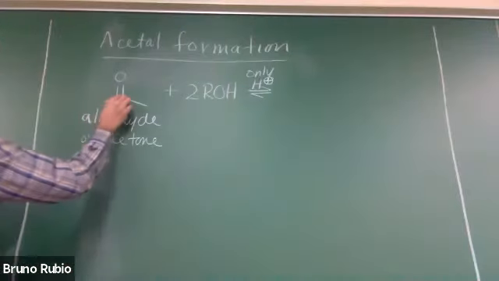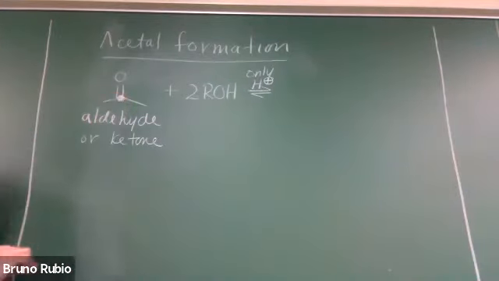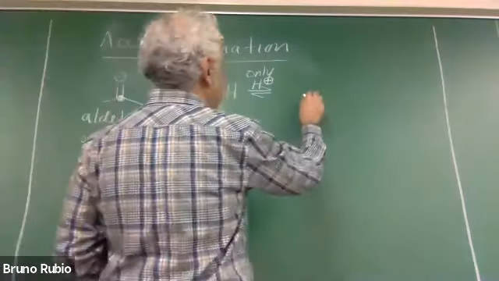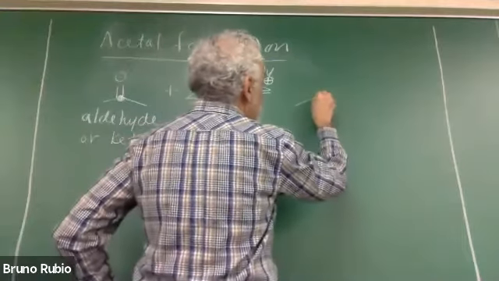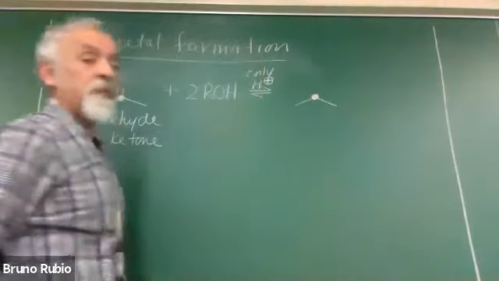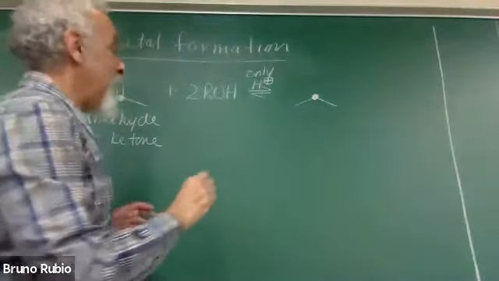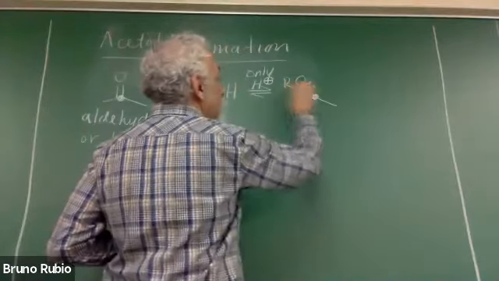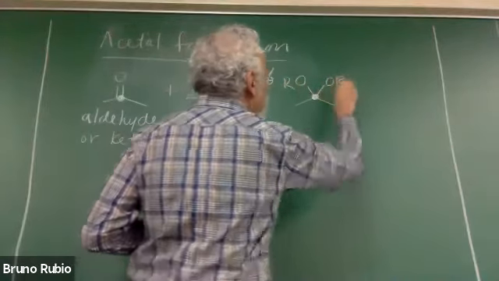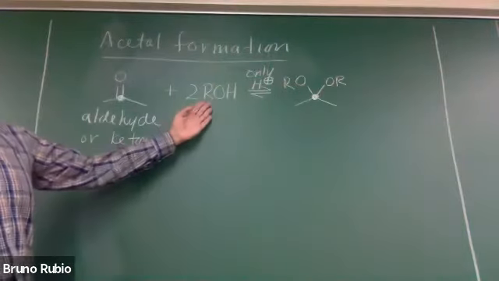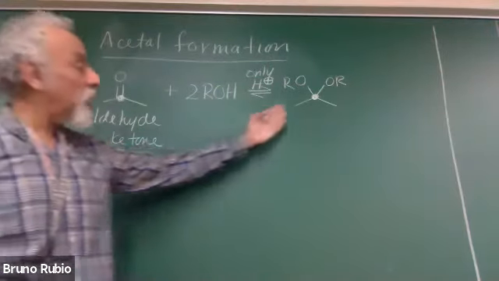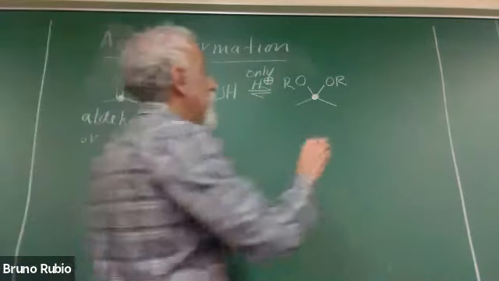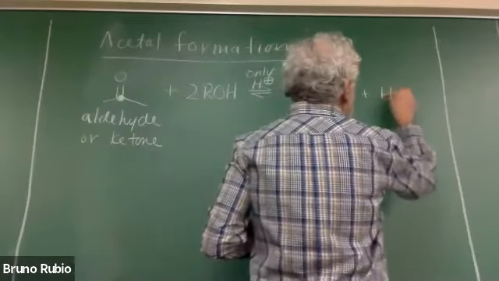Okay, so I'm going to put a little dot on what starts out as the carbonyl carbon, and the product here is an acetal. So there's the dot, that's the carbon atom that used to be the carbonyl carbon, and now the carbon atom has added two equivalents of OR group. So these are the two equivalents of alcohol. They end up bonded to this carbon atom that used to be the carbonyl carbon. The other product of this reaction is water.